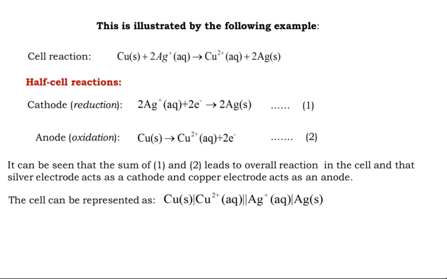Very, very important. Okay, we are going to apply what we have discussed earlier with the help of one example. So this is illustrated by the following example. In the example, the cell reaction given is copper in pure solid form and aqueous Ag plus, this is the electrolyte, and Cu2 plus and Cu. Cu becomes Cu2 plus after oxidation. This is oxidation. Ag plus is reduced to the pure form of silver on the cathode. This is reduction. Here it is totally reversed.